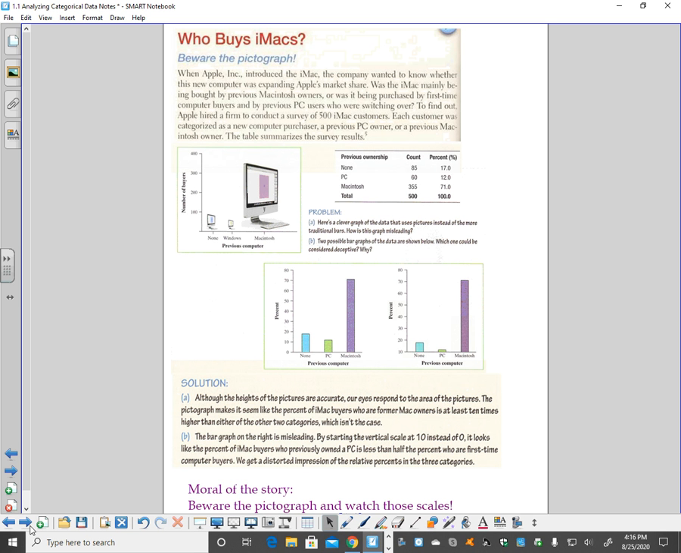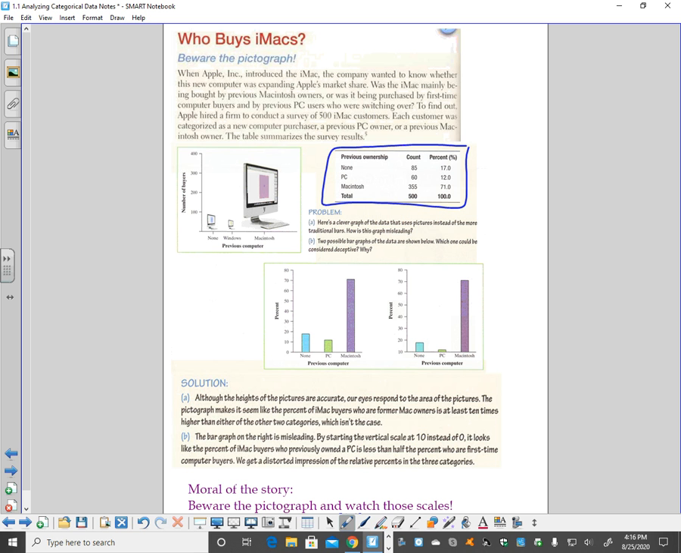To find out, Apple hired a firm, and by the way, a firm full of statisticians who get paid a lot of money, to conduct a survey of 500 iMac customers. Each customer was categorized as a new computer purchaser, so they haven't had one before, a previous PC owner, which is a personal computer, so not a Mac, or a previous Mac owner. And the table summarizes the data. Okay, so let's look at the table first.